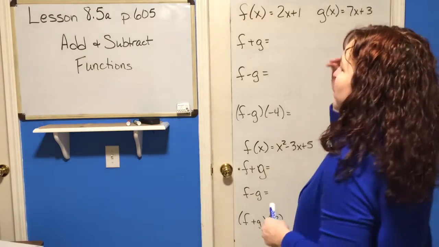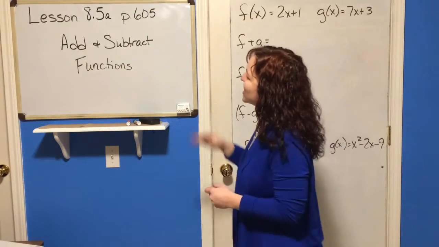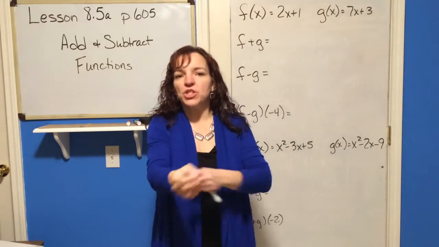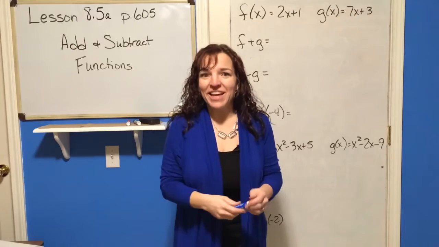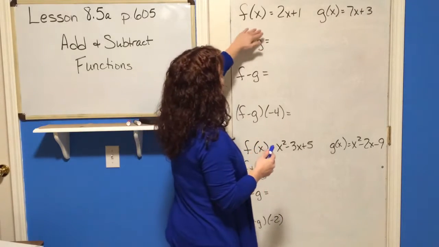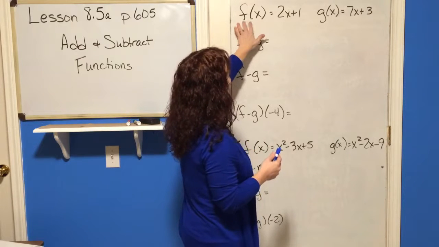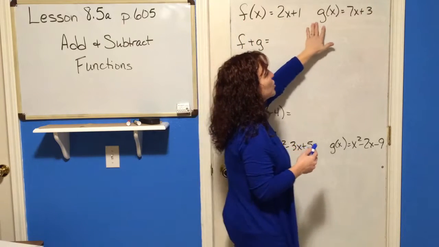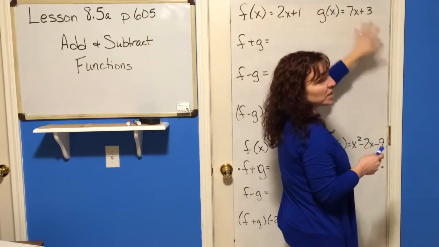The first half of section 8.5 is adding and subtracting functions. So if you remember, a function is just really an expression. What we'll do is, I've given you, in this case, the function f of x is 2x plus 1, and the function g of x is 7x plus 3.